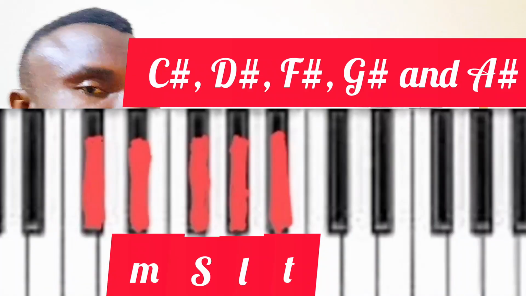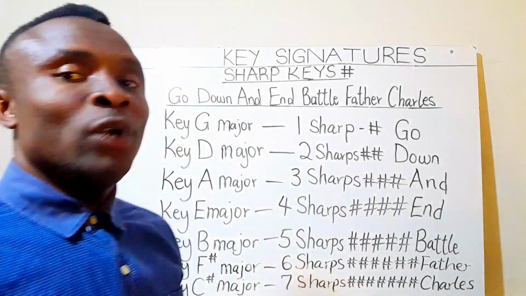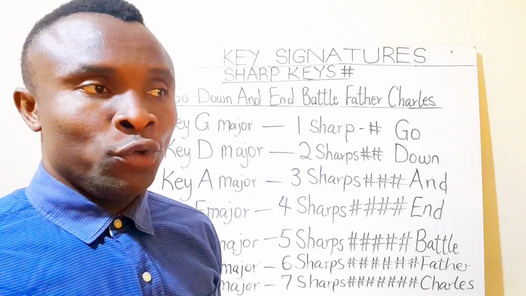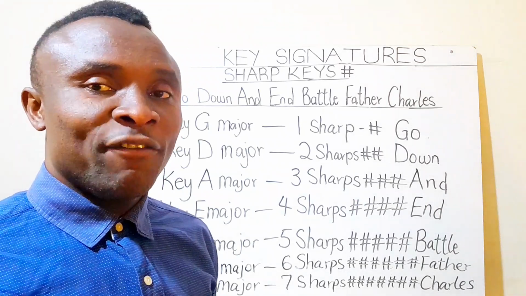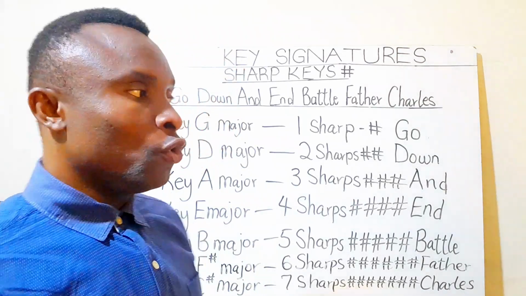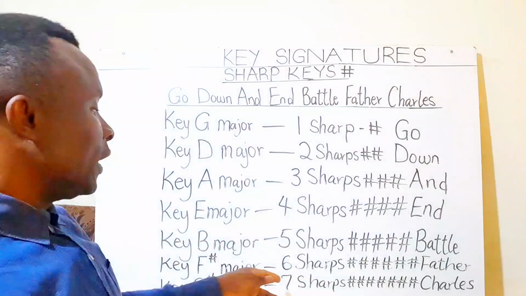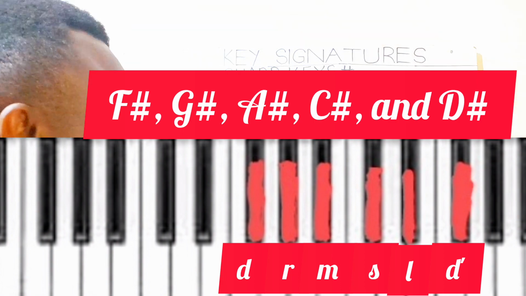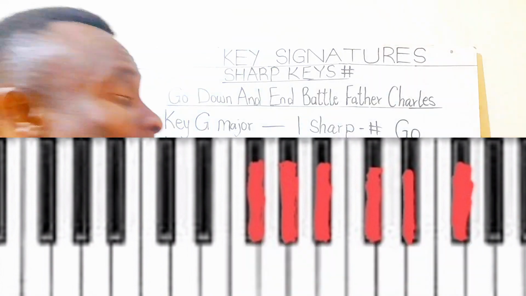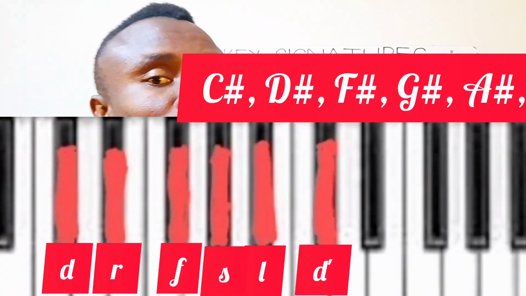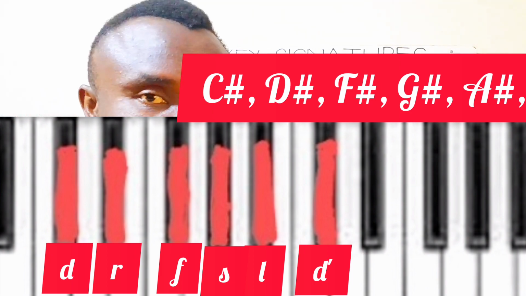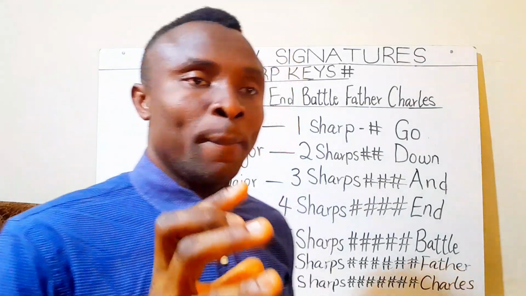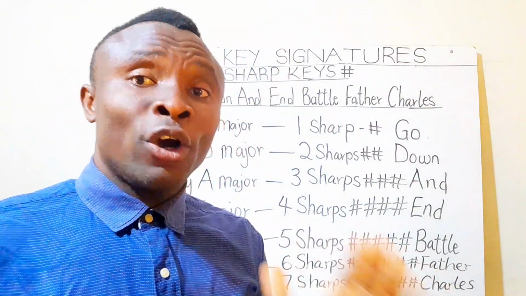But after this stage, that is where you have an exception, because on a keyboard, for example, you don't have more than 5 black keys. So even as you are going further to the key of F sharp major and C sharp major, you will equally have 5 black keys on the piano, because you cannot have more than 5 black keys on an octave.